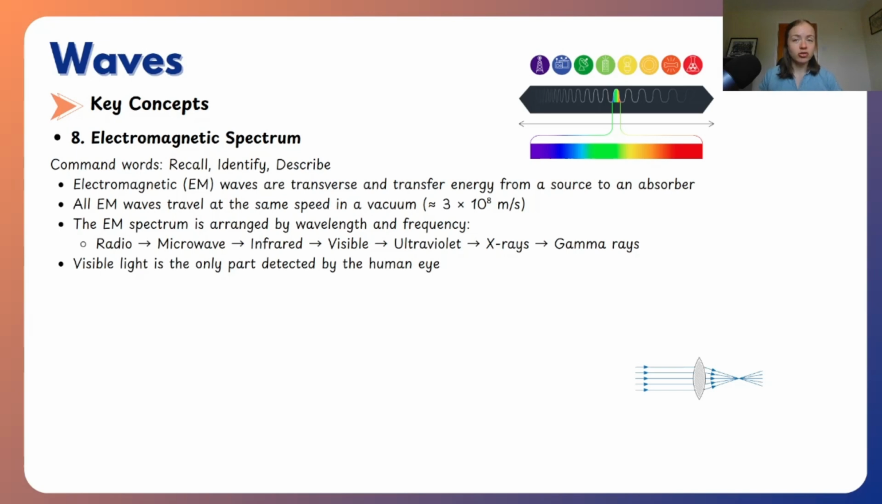The electromagnetic spectrum is arranged by wavelength and frequency. So you start with radio waves, then microwaves, then infrared radiation, visible light, ultraviolet, X-rays and gamma rays.